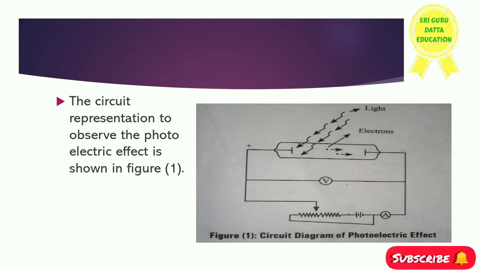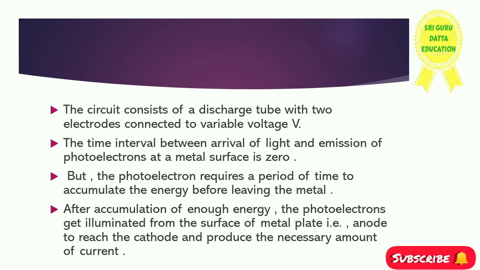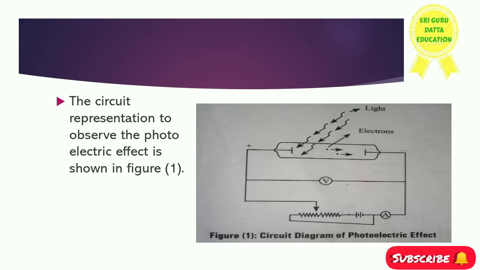The circuit representation to observe the photoelectric effect is shown in figure 1. Here we can see the circuit diagram in order to detect the photoelectric effect. The circuit consists of a discharge tube with two electrodes connected to a variable voltage V.